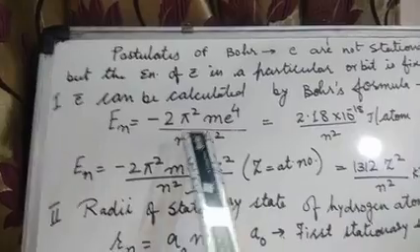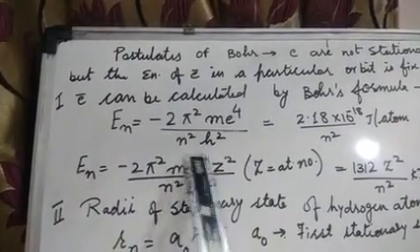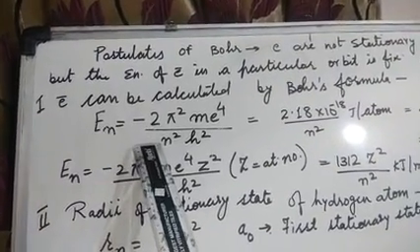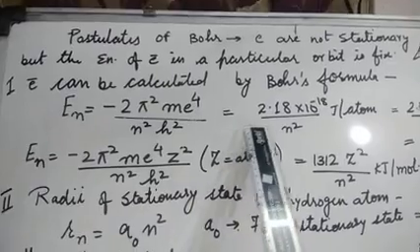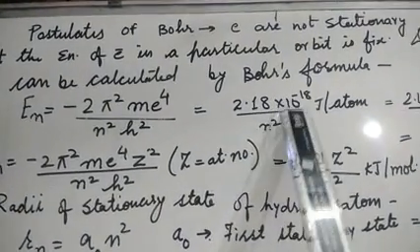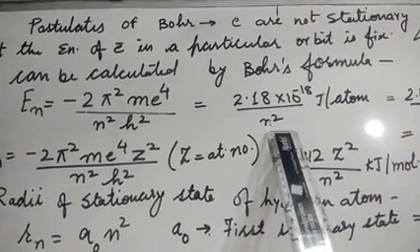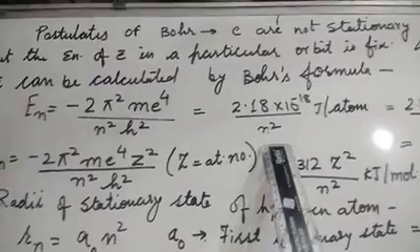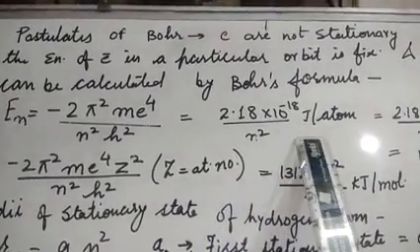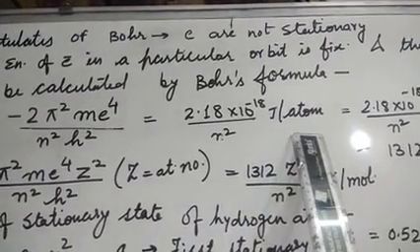Okay students, so if we keep the values of all constants here, then we will get some fixed value, students, and that is 2.18 into 10 raised to the power minus 18 upon n square. n is variable, it can be 1, 2, 3 and so on. So that energy here is in terms of joule per atom.